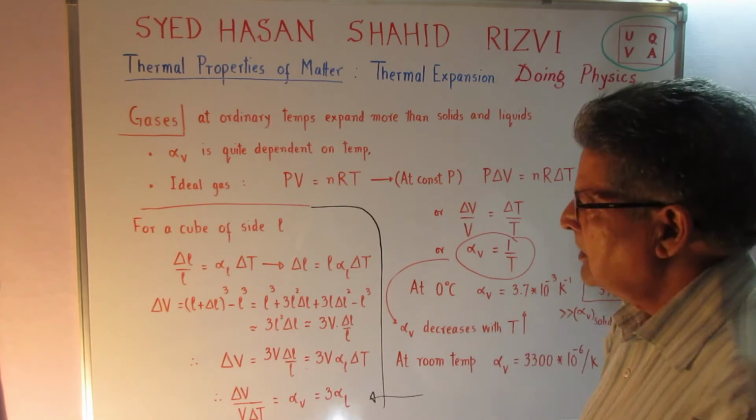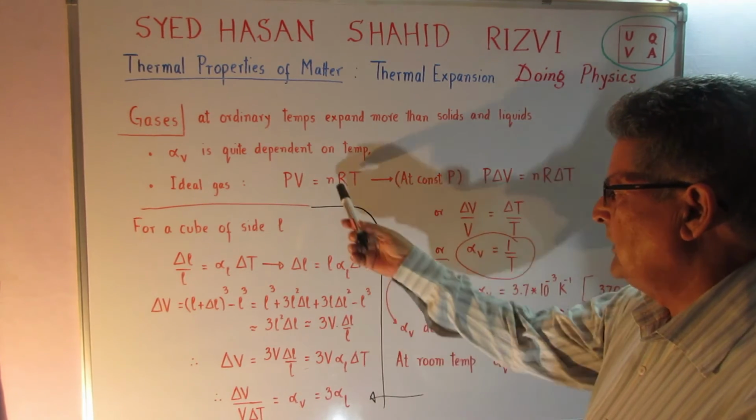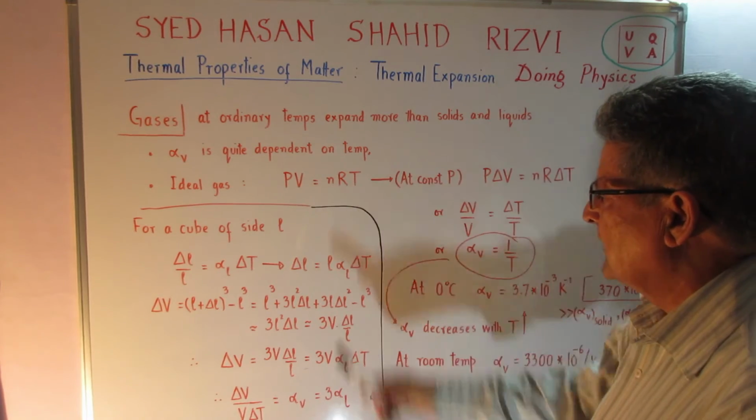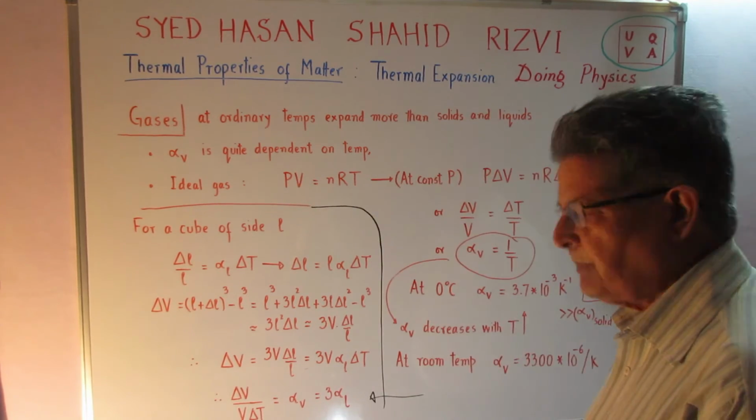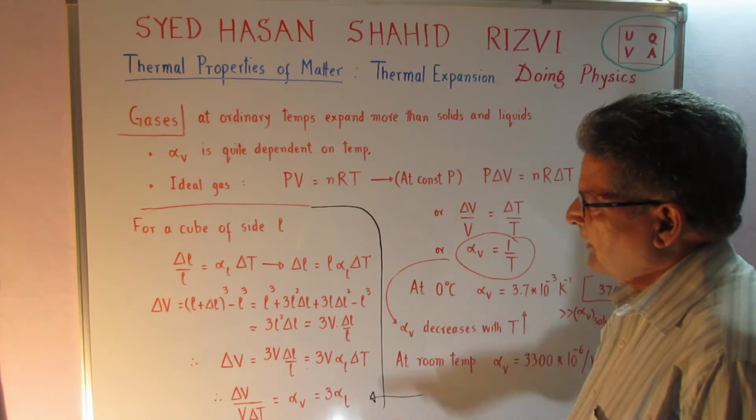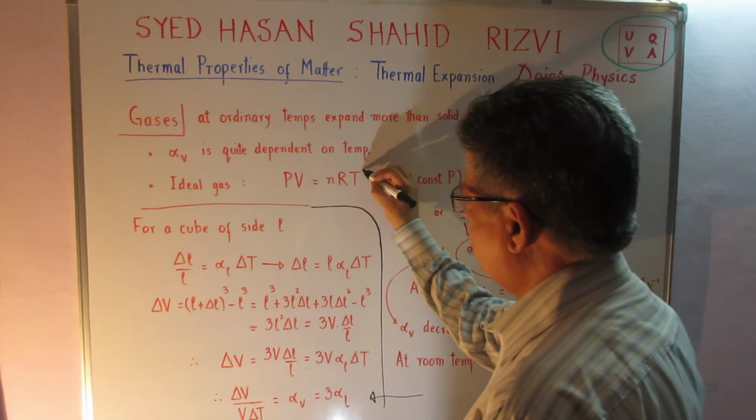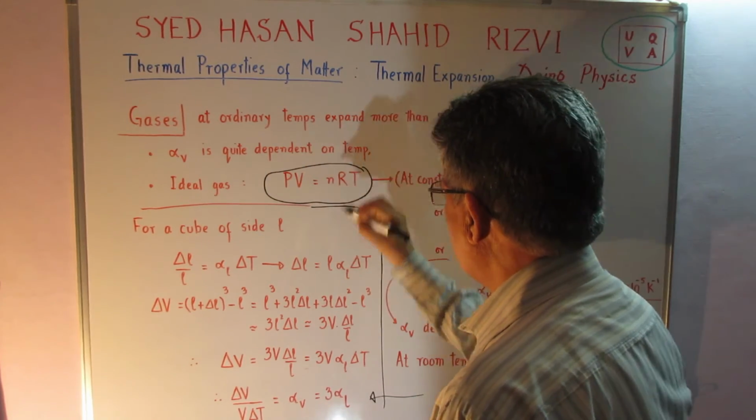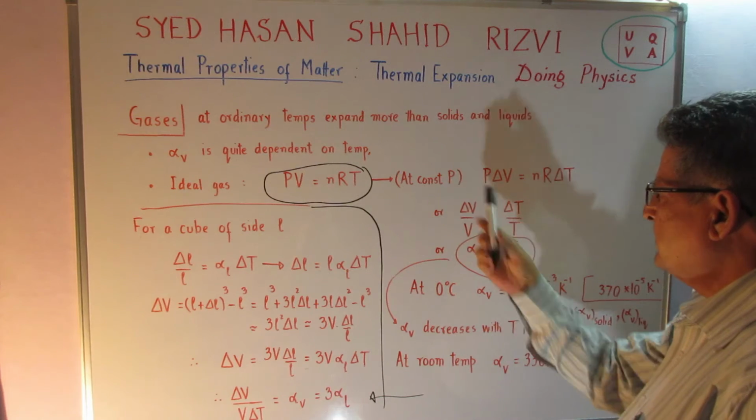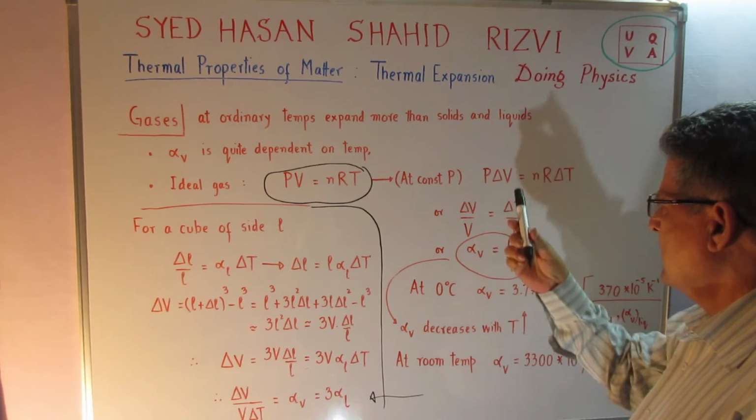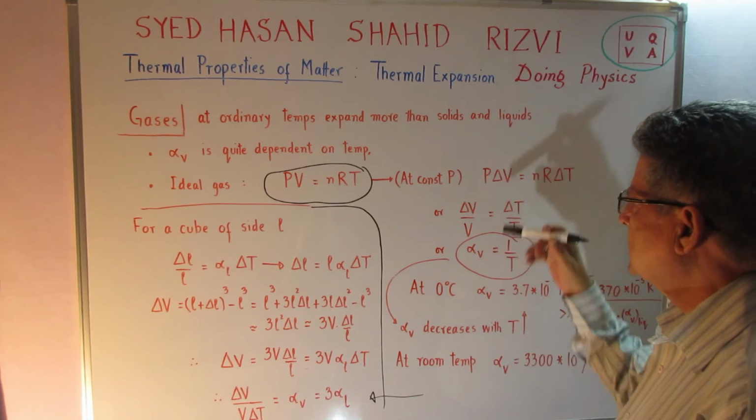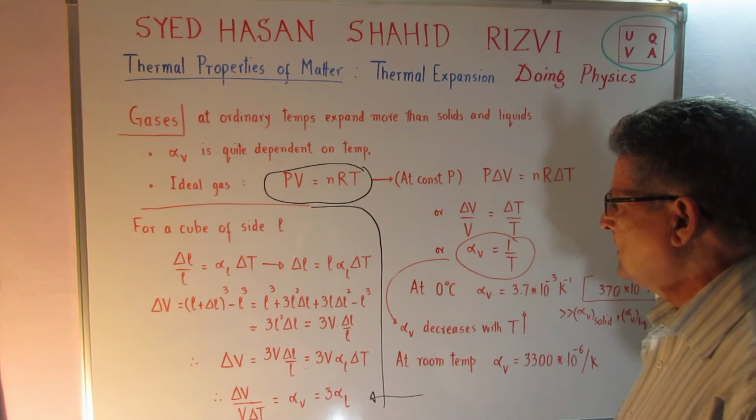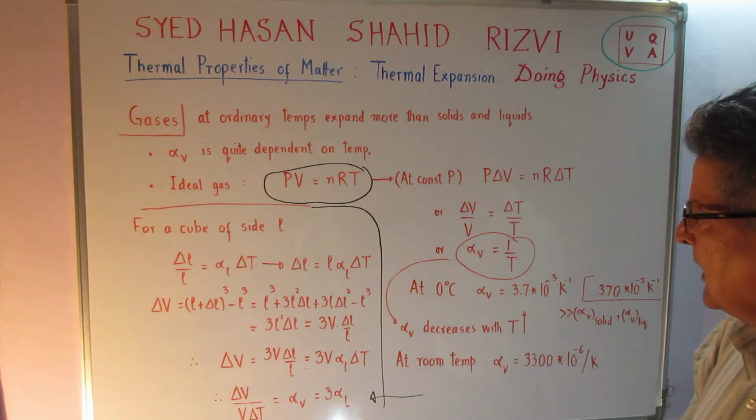P is the pressure, V is the volume, n is the number of moles, R is the gas constant, and T is the absolute temperature. From this equation, PV equals nRT, at constant pressure I can write by differentiation that P delta V is equal to nR delta T.